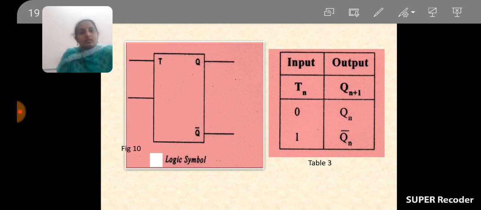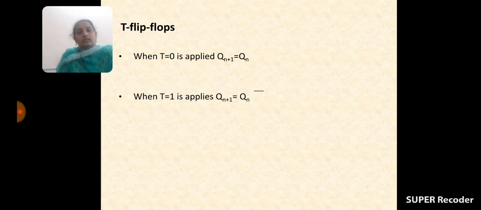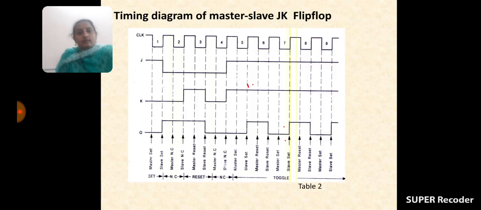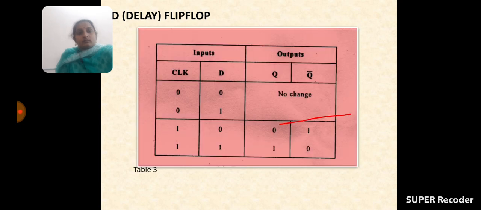So once you compare the tables of both D and T, see, in the data flip-flop or delay flip-flop, if D is equal to 0, we are getting Q equal to 0.